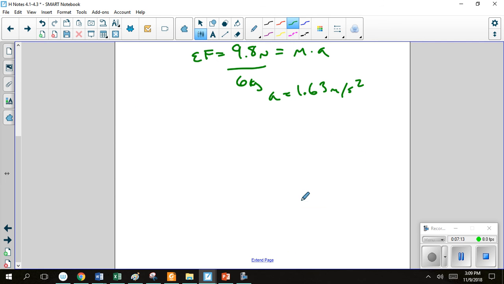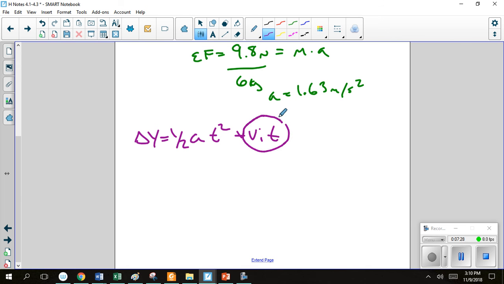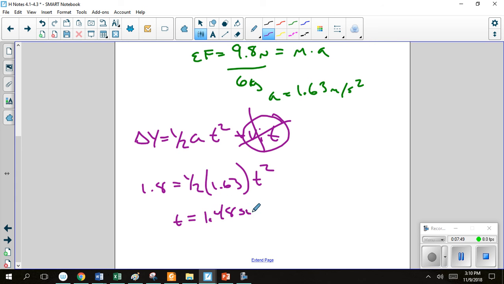So now that we have our acceleration, we can go back to our linear equations that we dealt with before and figure out the time it takes to hit the ground. Since it was initially at rest, this part of the equation doesn't matter. The delta y is 1.8 meters. That's how far it was in the air. That equals 1/2 of our acceleration, 1.63, multiplied by our time squared. So our time to hit the ground is about 1.48 seconds.